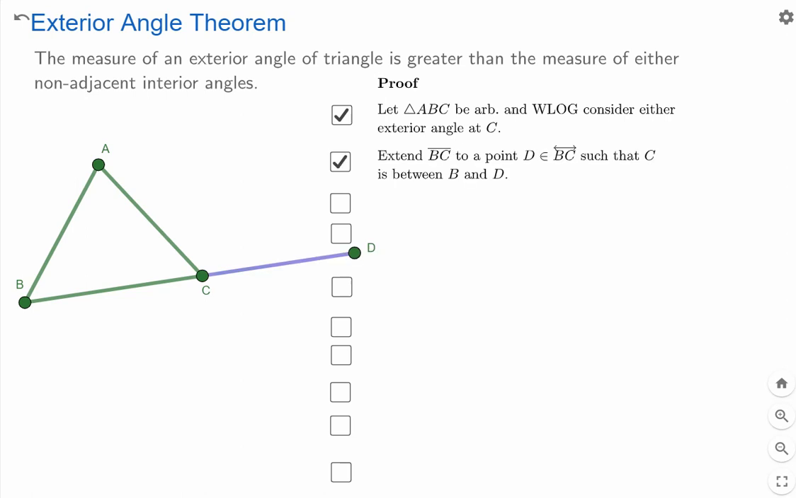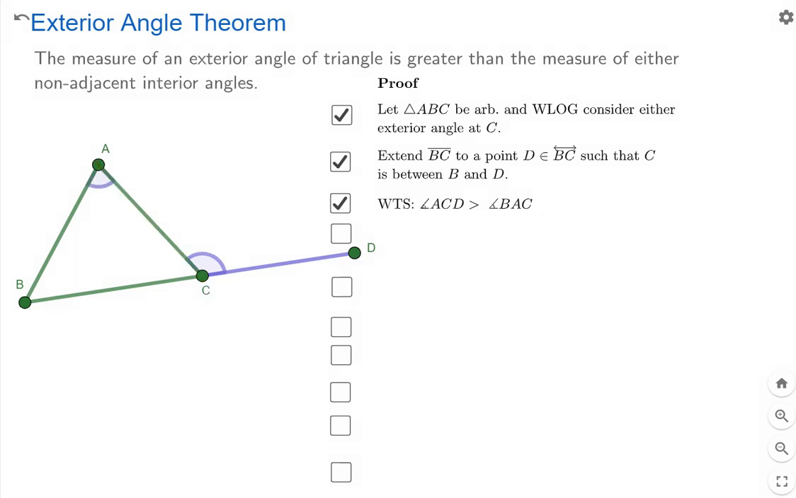Okay, so we're going to extend segment BC out to D. And what we're trying to show here is that the exterior angle has greater measure than either remote interior angle. So we're not actually doing the proof for both things right now. We're just focusing on A. We also have to prove this for B, but the proof works the exact same way, except I extend to the point D over here. So I left that part off. I just did the angle A version.